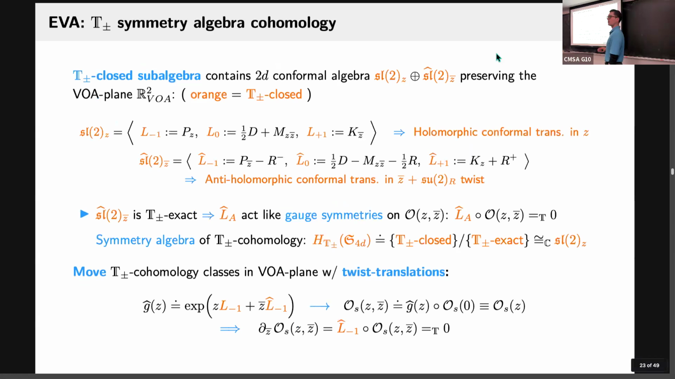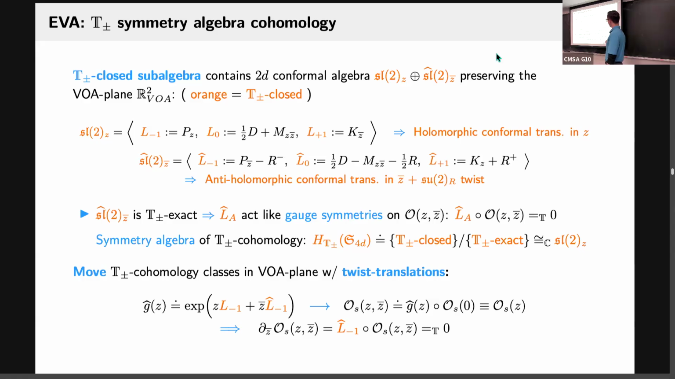Good, so what is the symmetry algebra picked out in this cohomology setting? The T plus closed subalgebra contains the full 2D conformal algebra, given by an SL(2,Z) factor and an SL(2,Z-bar) factor, which basically preserve this Euclidean 2-plane that supports the VOA. In terms of the explicit 4D generators, the canonical generators of SL2 are related to them in this way. The SL(2,Z) factor generates the holomorphic conformal transformations in Z, and the SL(2,Z-bar) factor generates anti-holomorphic conformal transformations in the Z-bar coordinate. But importantly, the generators of the SL(2,Z-bar) subalgebra have to be twisted by some SU(2)_R transformations so that they're actually T plus and minus closed.